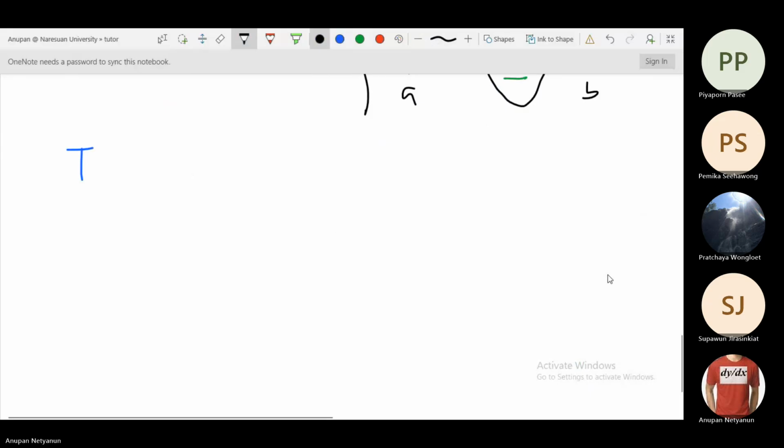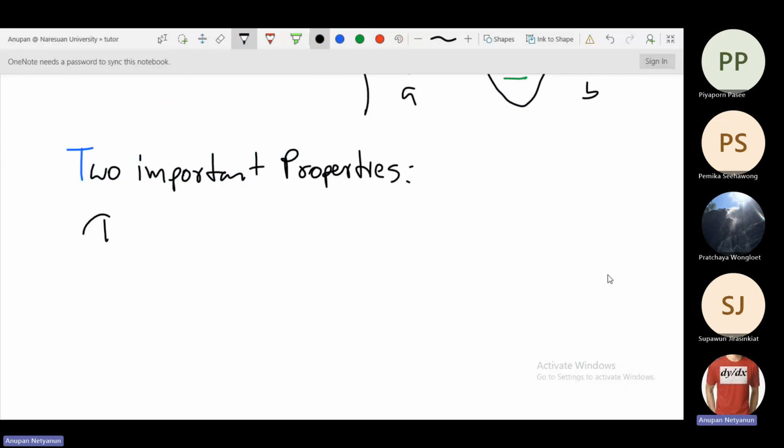Two important properties. First one, the definite integral from c to c of f(x) dx is 0. Of course, you know that definite integral is the area, right? Now, let me give you the example.